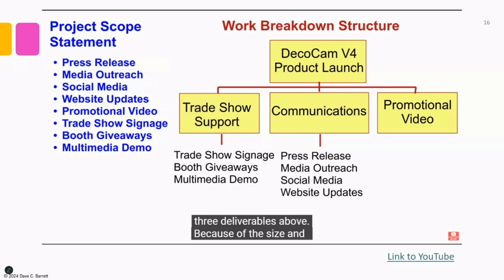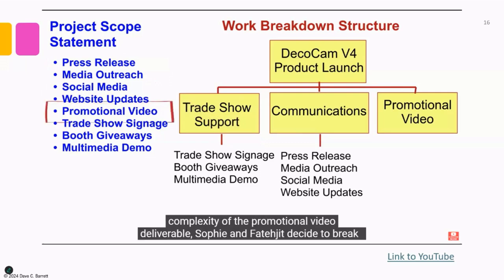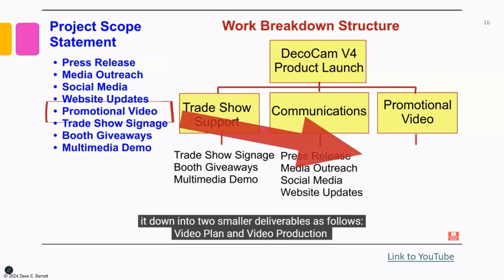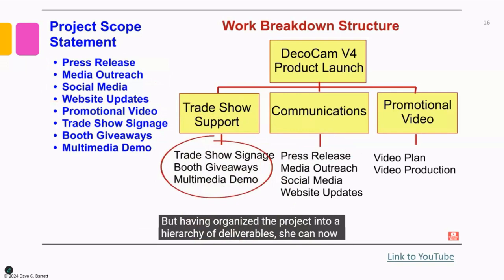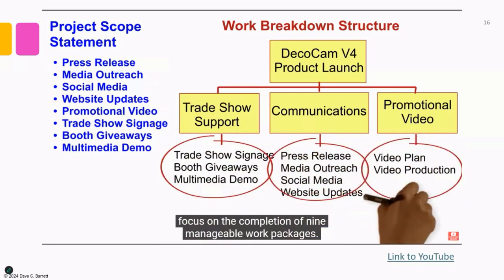Each of the deliverables from the project scope statement is inserted under one of three deliverables above. Because of the size and complexity of the promotional video deliverable, Sophie and Fatijit decide to break it down into two smaller deliverables as follows. Video plan and video production. As they put the finishing touch on the WBS, Sophie feels a sense of relief. The product launch is large and complex, and she wasn't quite sure where to start. But having organized the project into a hierarchy of deliverables, she can now focus on the completion of 9 manageable work packages.